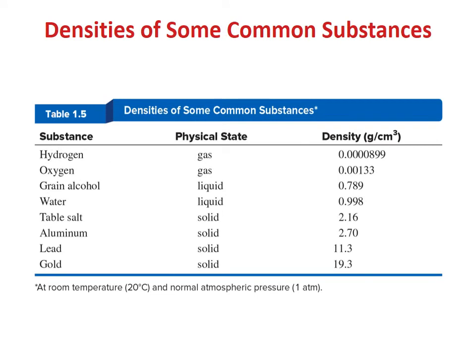This table shows densities of some common substances. Metals usually have high density. Gold has a density of 19.3 grams per cubic centimeter. Liquids have a smaller density, for example, water density is about 1 gram per cubic centimeter. Gases have very small density. Hydrogen gas, for example, 1 cubic centimeter only has 0.0000899 gram.